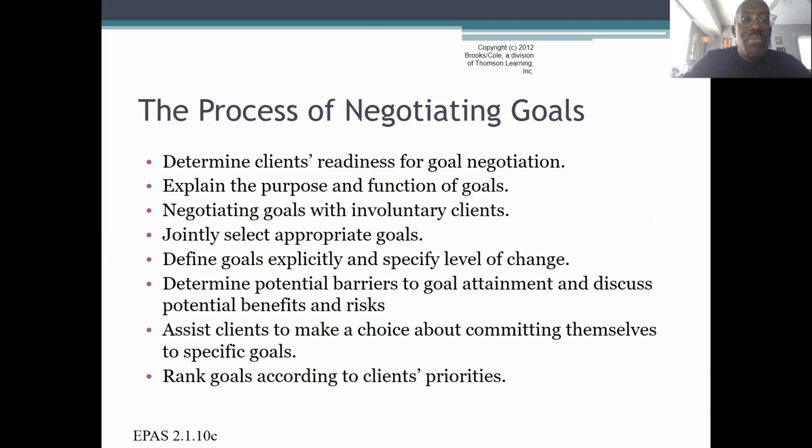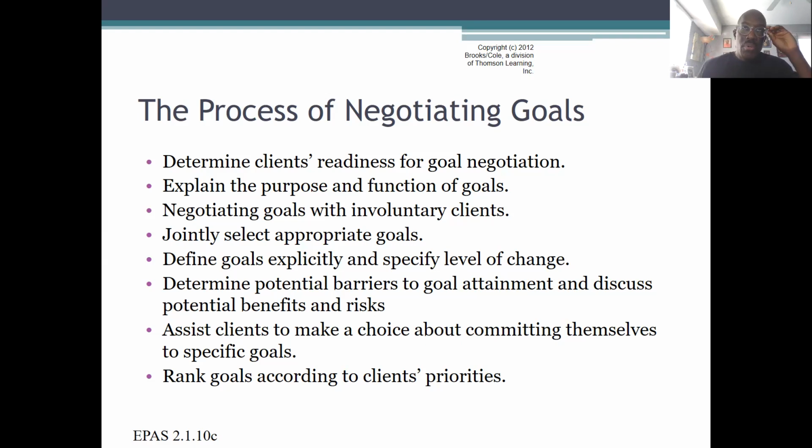There's also this negotiation process that needs to happen. It helps us determine the readiness of our clients to negotiate what those goals are. It explains the function of those goals, negotiating with involuntary clients, and jointly selecting appropriate goals. You do that in conjunction with your client, ranking them in order of what's important to the client, asking the client to specifically commit to those goals, looking at the barriers to goal attainment, those kinds of things, as well as explicitly talking about what those goals look like.